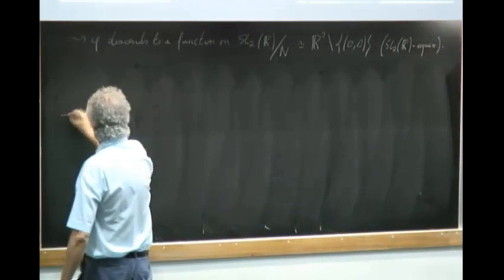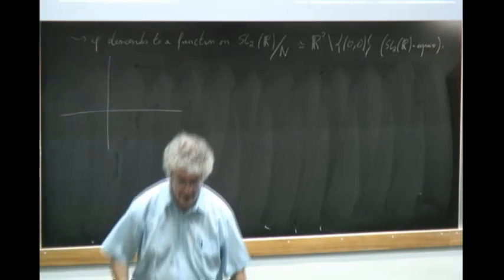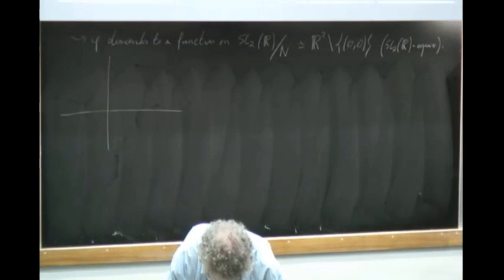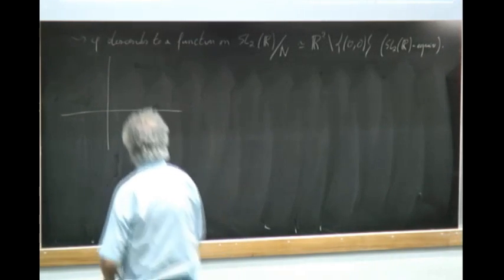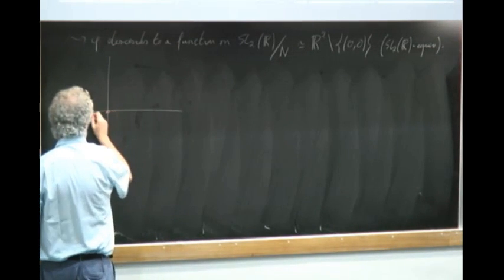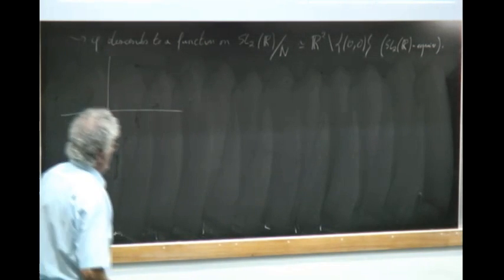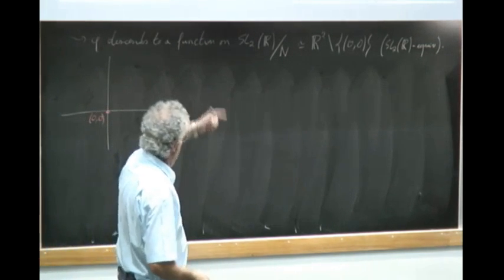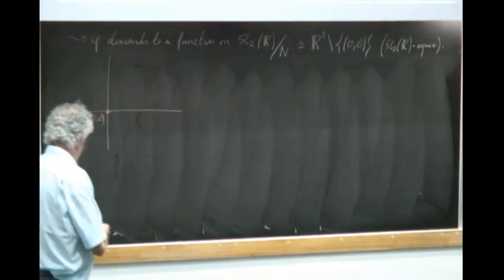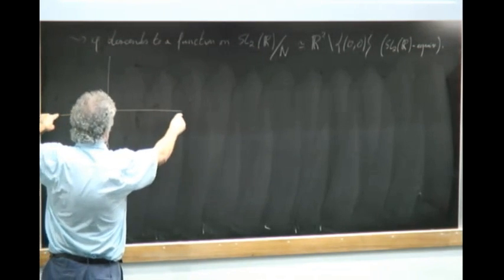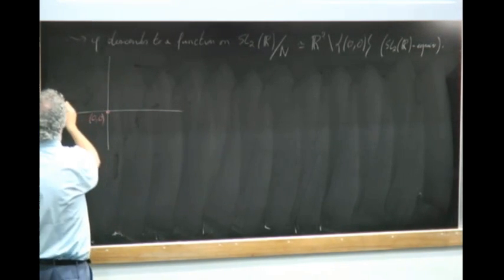Now let me make a drawing. And since I do have colored chalk, let me even use it. So I take away the origin. And what are the orbits of n on R2 minus the origin? Well, on the horizontal axis, these are the points. But away from it, these are the horizontal lines.